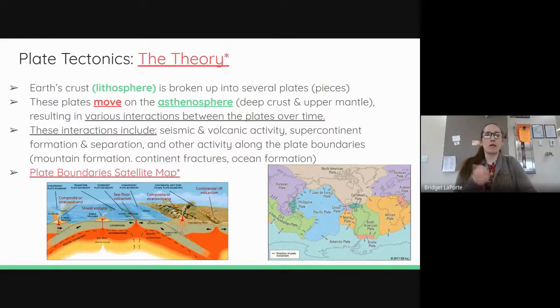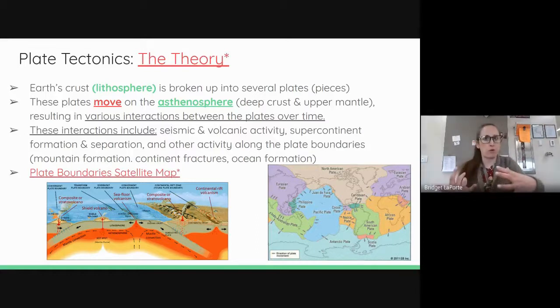And basically these pieces or plates move on what's called the asthenosphere, which is basically the deeper crust and that upper mantle, so that liquid hot rock that's moving around. And that interaction and that movement is going to be caused by a lot of different things, and it's going to result in a lot of different things listed here.